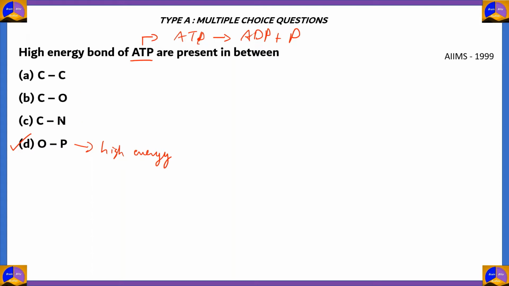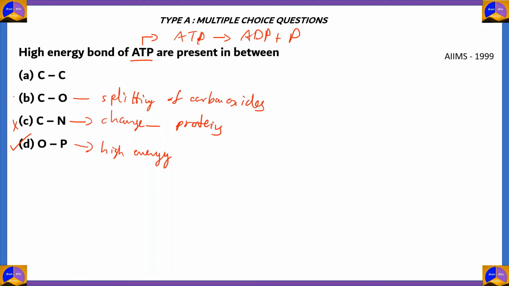Why are the others wrong? If we break a CN bond, it is basically leading to change in proteins. And option B, CO, is the splitting of carbon oxides to form oxygen. And the CC bond is broken in order to break polymers. So when you break polymers such as plastics and Teflon, etc., you break the CC bonds. So option A is incorrect.